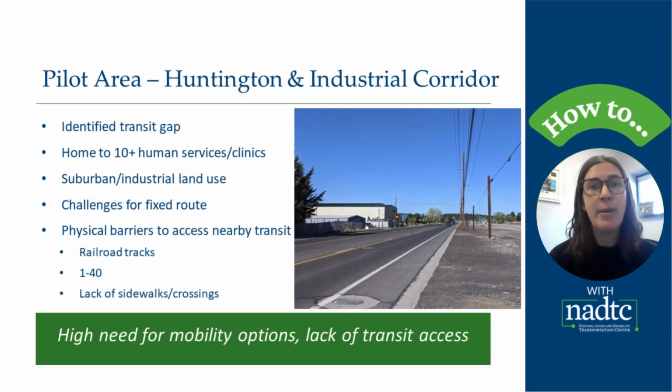In November of 2021, Mountain Line started a microtransit pilot in the Huntington Industrial Corridor. This is an area in Flagstaff which has been an identified transit gap through a variety of different planning processes. It's a suburban industrial land use. You can see in the picture here, it's a low density area, not a very attractive, walkable area. There's a lack of sidewalks and crossings, but it's home to over 10 human service agencies.